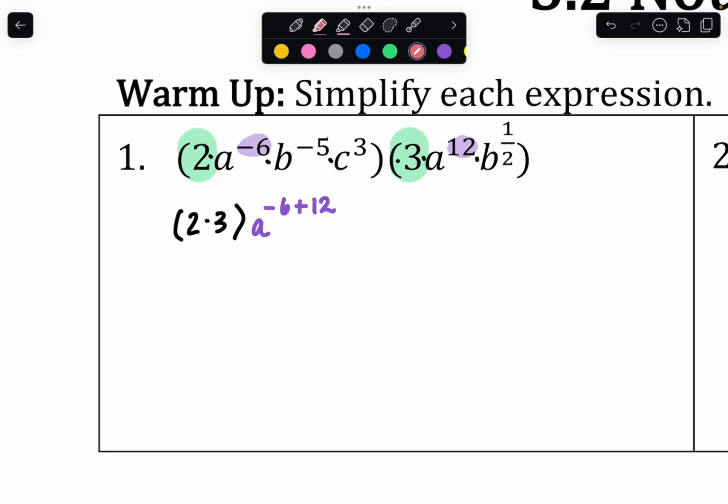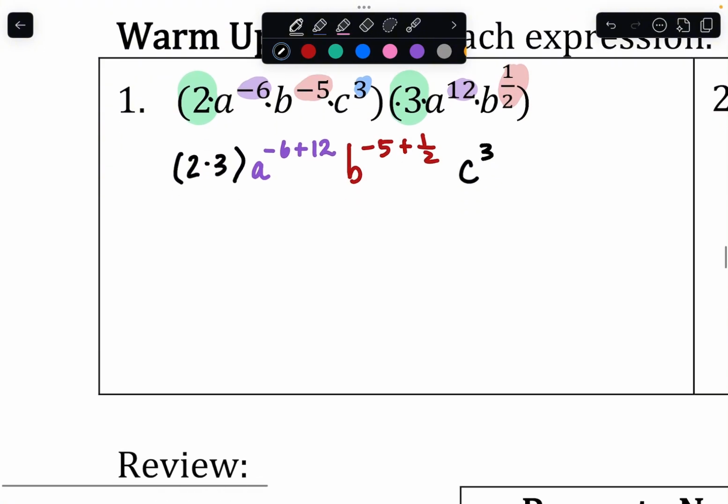Next, I have b to the negative 5th and b to the 1/2, and so I'm going to add negative 5 and 1/2. And then lastly, we just have a c with no other c's, and so we're just going to have a c to the 3rd power at the end.